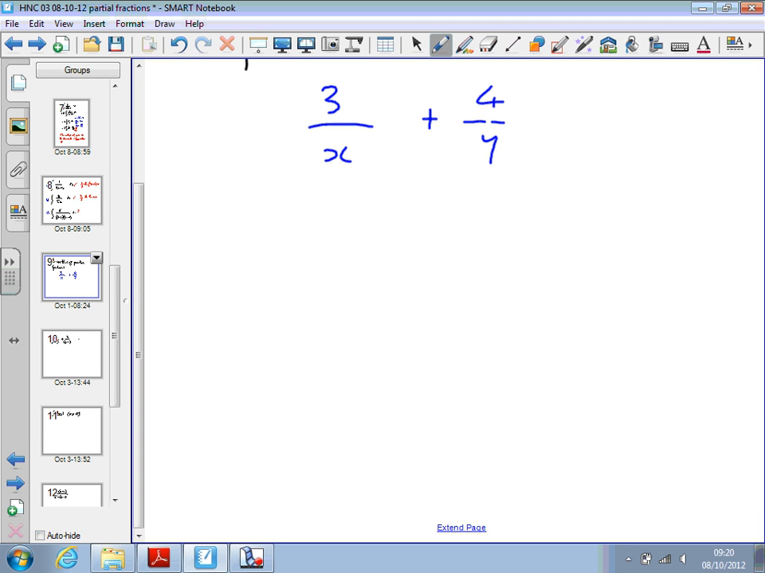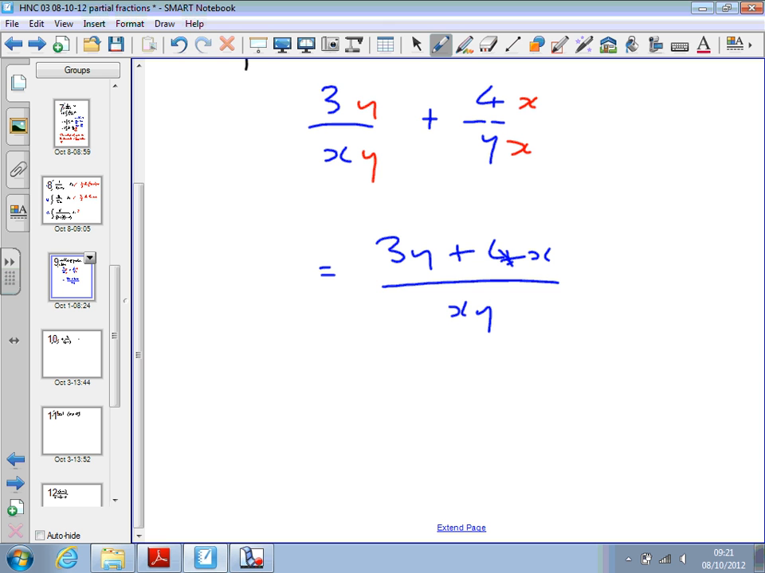If I wanted to add them together, what must be true to be able to add fractions? The denominator must be the same. What's the common denominator for this? xy. So I've got to get this first one to be xy underneath, so what would I do? Pardon? Times by y to get xy. So what do I do to the top? And what about this one? Right, okay. So in other words, if I were to do that, I would then have a common denominator, and I could say this equals 3y plus 4x over xy.